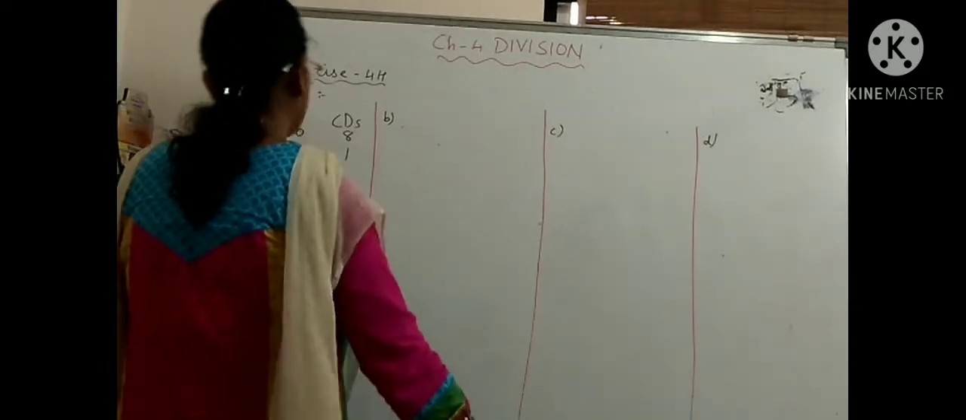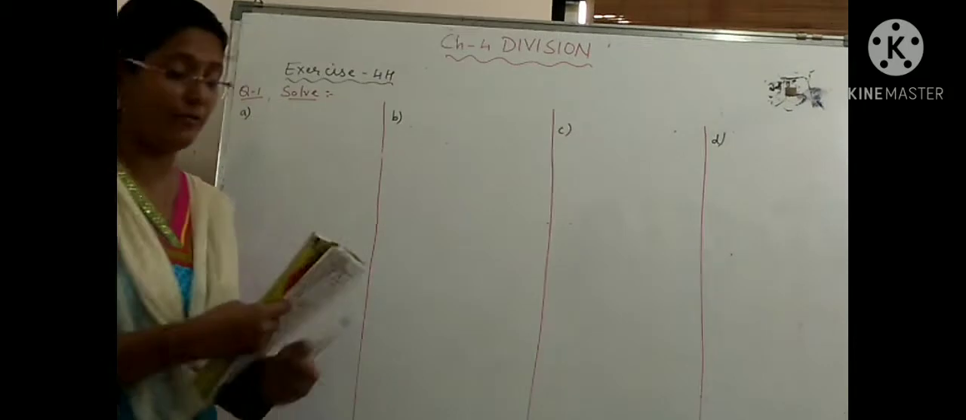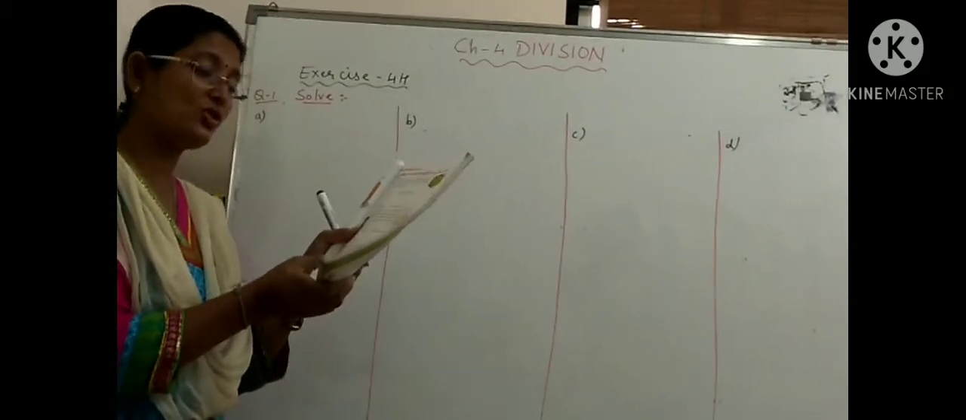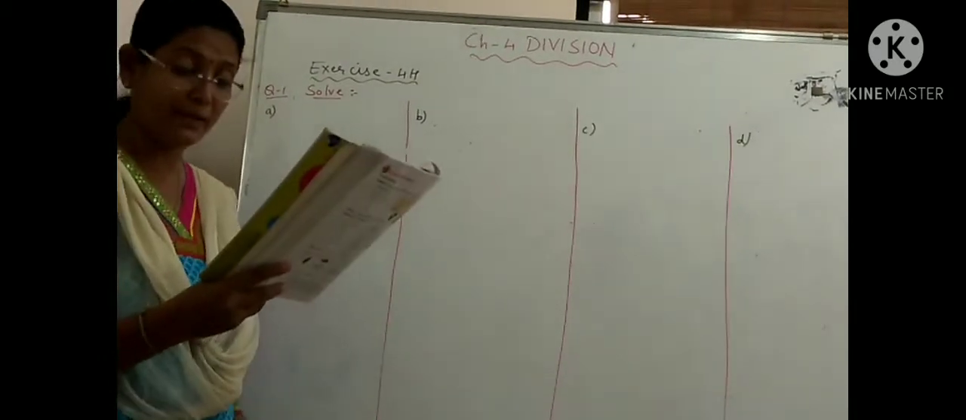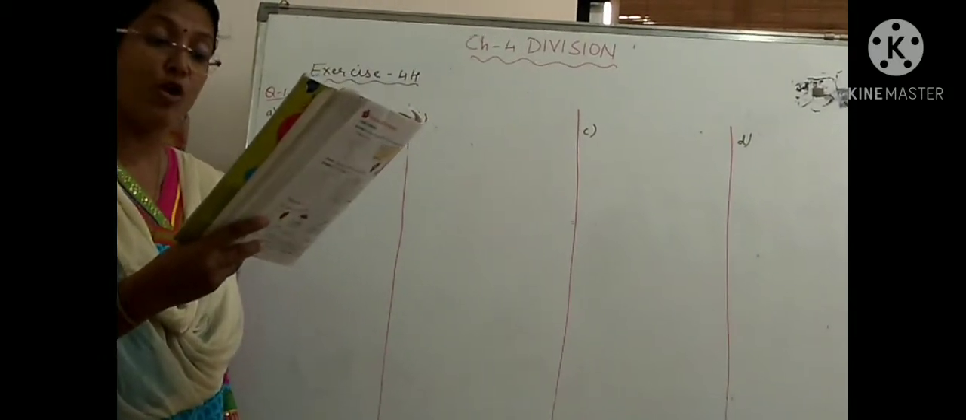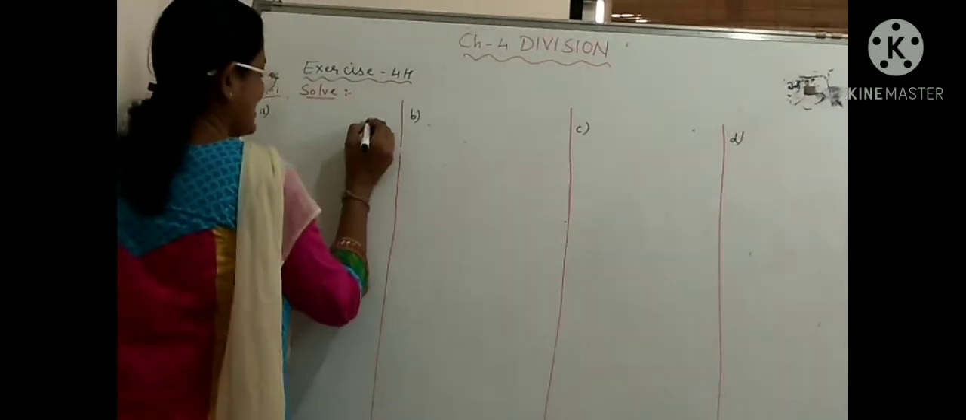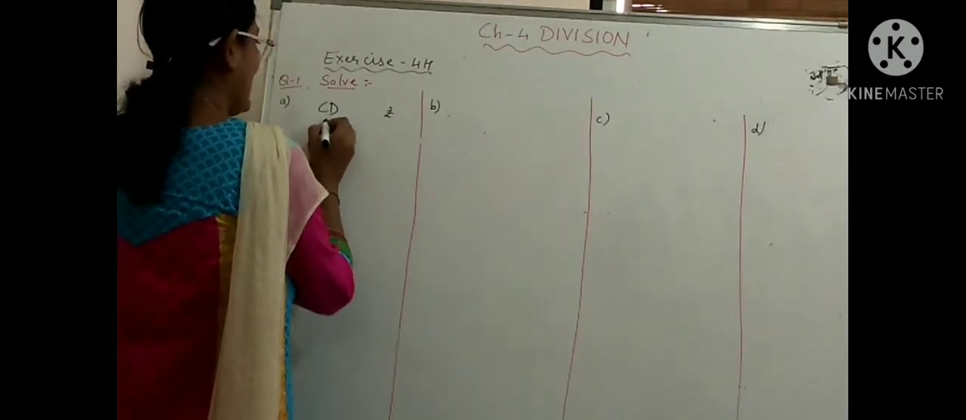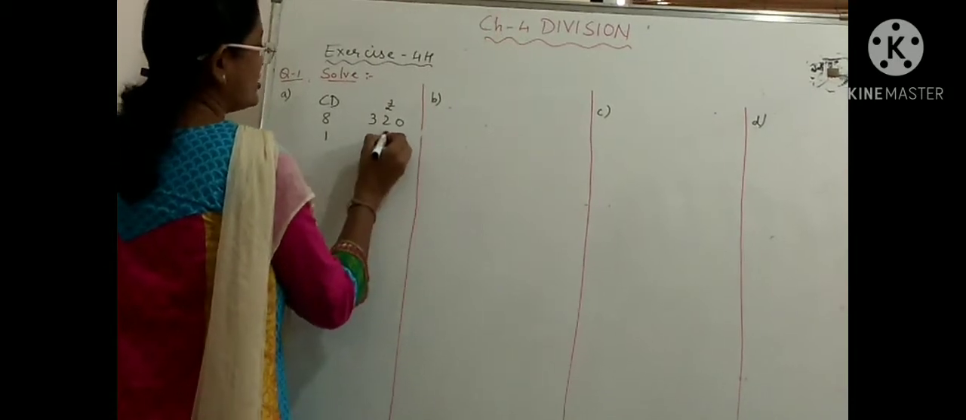So what you have to do: first you have to take care of what you write here. You have to write rupees first or CDs first. I have explained the method in my last video also. Again I am repeating the method. First you have to see what was the cost of each CD. Cost, so rupees will go at the back side and CDs will come first. Now 8 CDs cost rupees 320. Then 1 CD costs rupees how many?